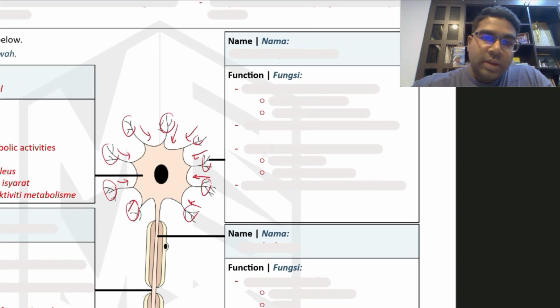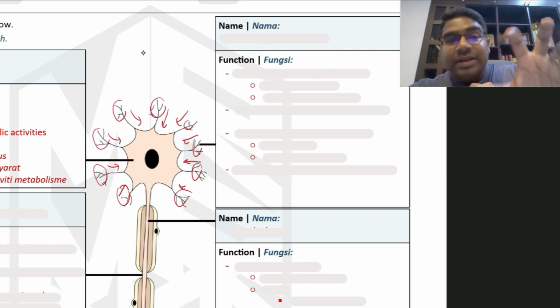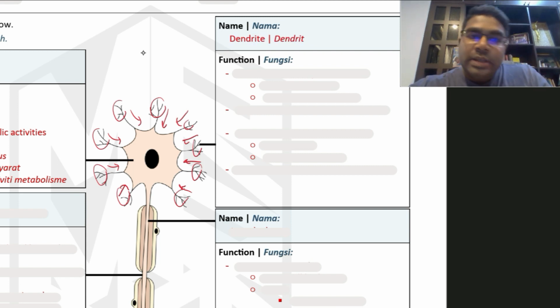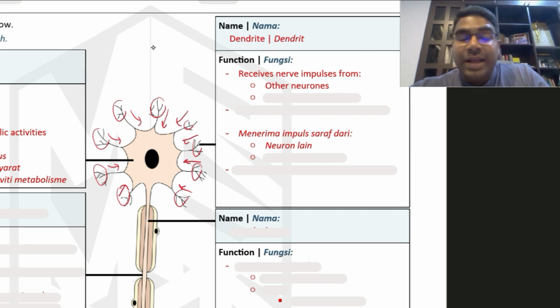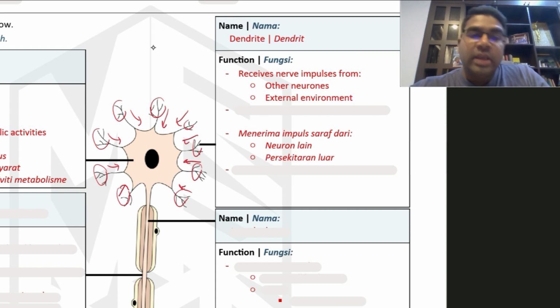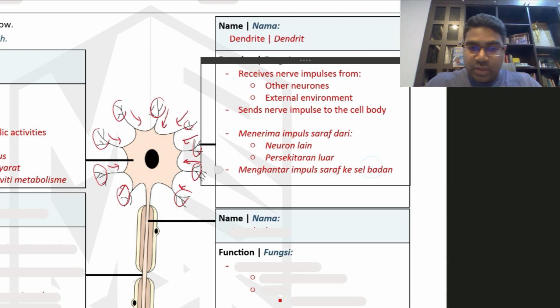Okay, so mari kita tengok apa ini. Signal-signal semua masuk dari sini kan tadi saya cakap. Just now I told you all the signals come from the side there. This one is called dendrite. Nama dia ialah dendrite. So, apakah fungsi dendrite? What's the function of dendrite? Receive the impulse. Menerima impuls saraf dari mana? Dua tempat, two places. Either from other neurons, dia menerima daripada neuron yang lain, ataupun from the external environment, daripada persekitaran luar. Okay, so ini tugas dia. Terima, lepas tu, after that, send to the cell body. Hantar ke sel badan sel. Sekali lagi, ini adalah badan sel, bukan sel badan ya.